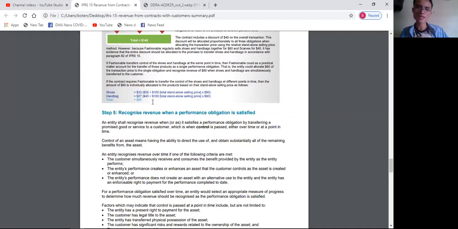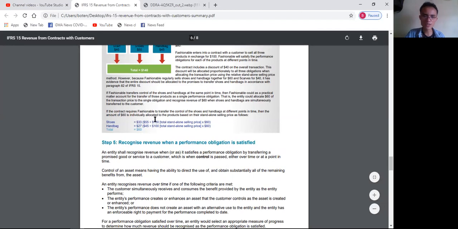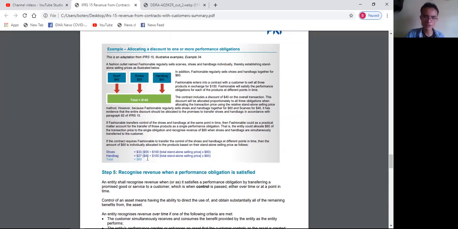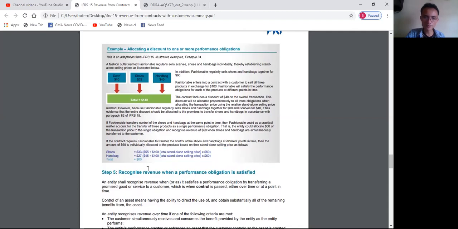So how to allocate? Again, make use of their relative fair market values. That's 55 plus 45, that's 100, and develop a fraction, 55 over 100 and 45 over 100. So you multiply that with $60 and you will get $33 for shoes and $27 for handbag, for a total of $60. Where's the discount?